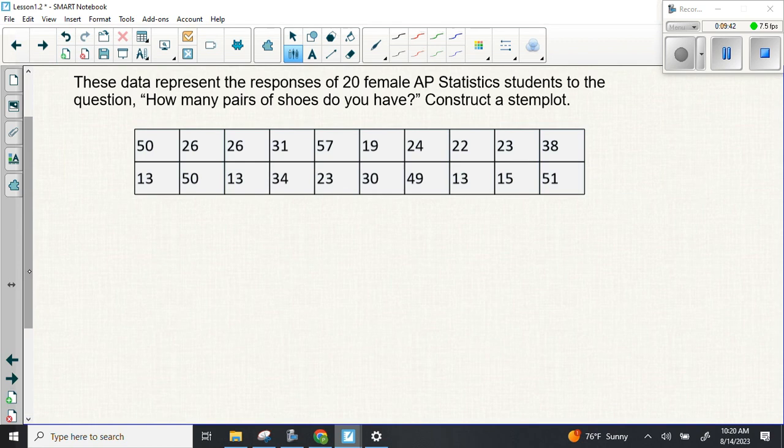We've got the responses of 20 female AP statistics students to the question, how many pairs of shoes do you have?